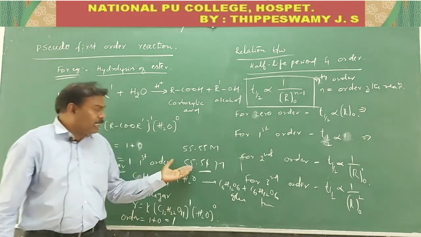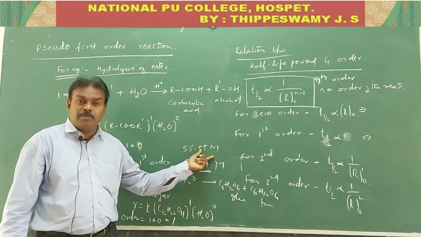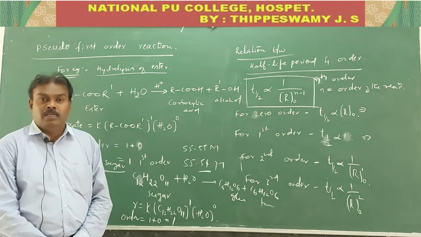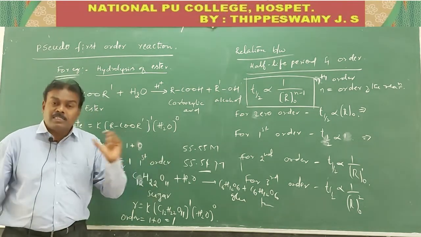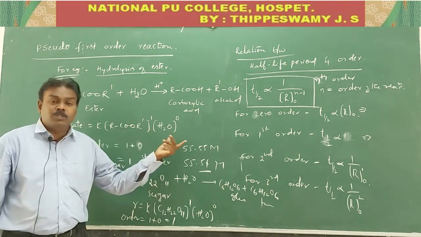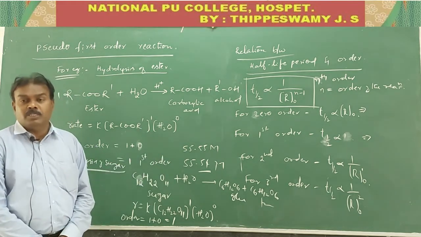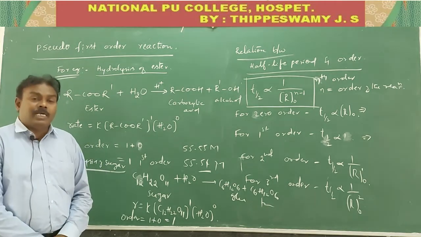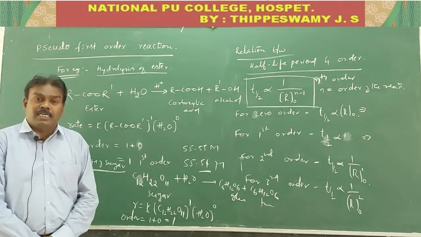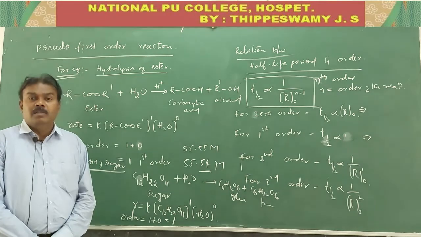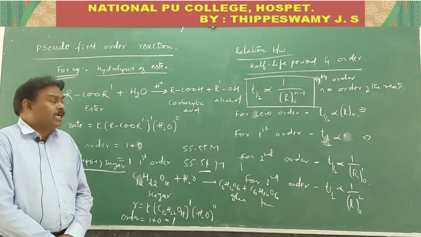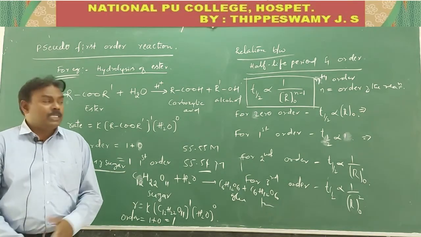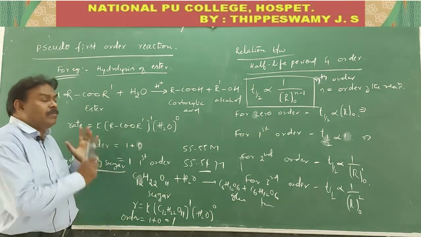Because you know that you have 55.55 molarity of water before the start of the experiment. After the experiment, you get 55.54 molarity. Hence, the concentration of water used is very, very small, negligible. So in this case, the reactant whose concentration is taken in large excess is neglected. By neglecting the concentration of the reactants which are taken in large excess, we can convert any of the higher order into the first order.